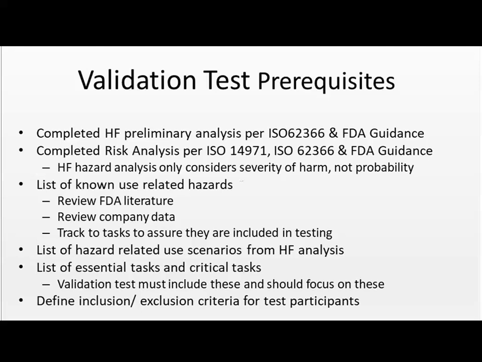You should have a list of hazard-related use scenarios from your human factors analysis. You should create a list of essential tasks and critical tasks. The validation must include these, and you should be able to trace from your list to your actual test. You should have inclusion and exclusion criteria for the test participants, and you should document the test participants and how they meet the inclusion or exclusion criteria.